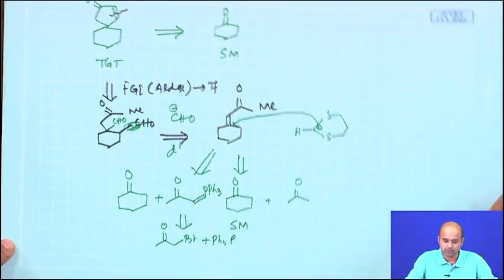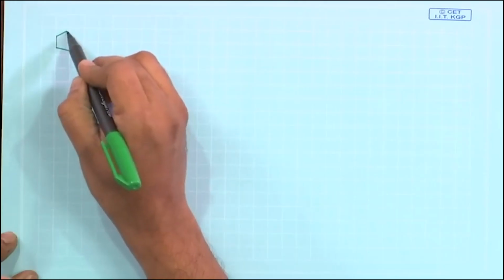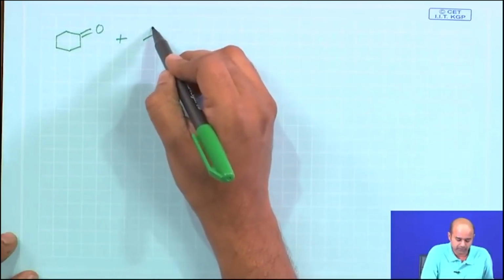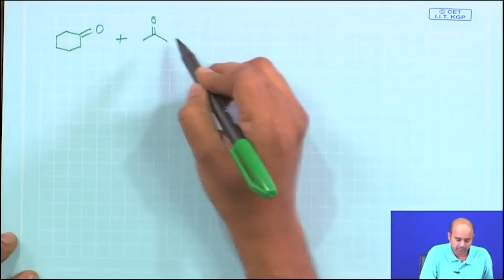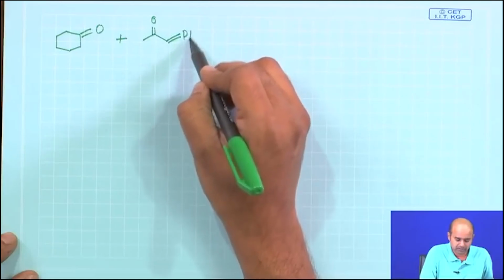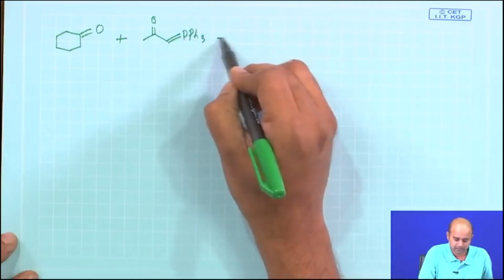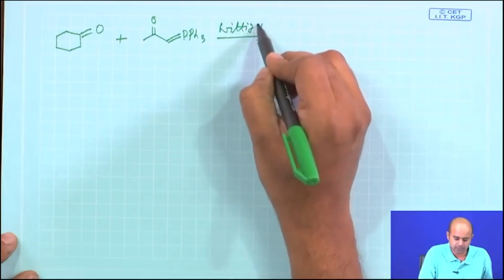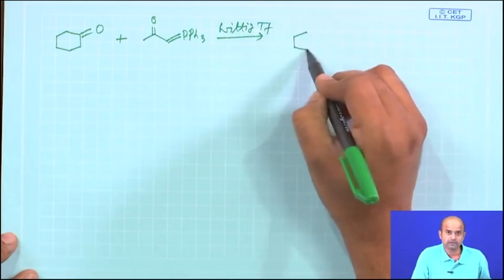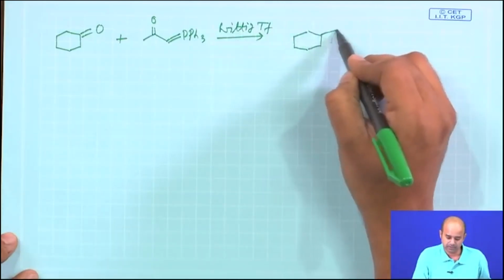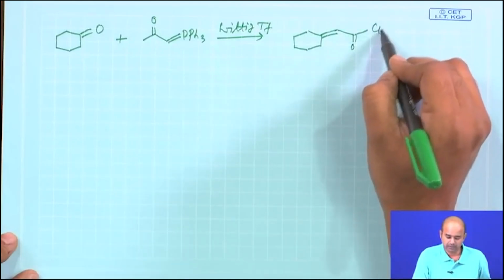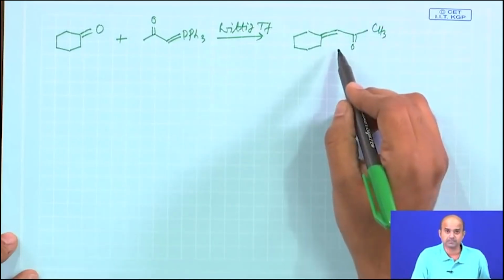Now, let us go back to the forward synthesis. To start with, cyclohexanone reacts with this Wittig ylide. So, this is the Wittig transformation, which you must be aware of. This Wittig transformation will now give you the alpha beta unsaturated compound. This is a Michael acceptor.